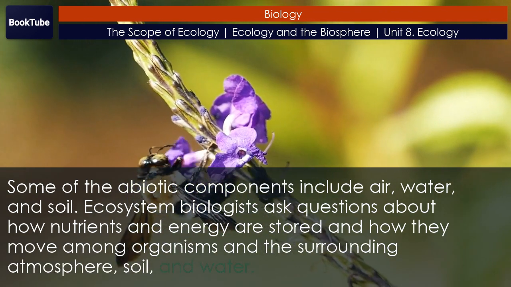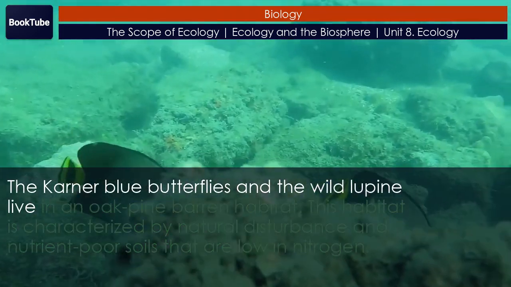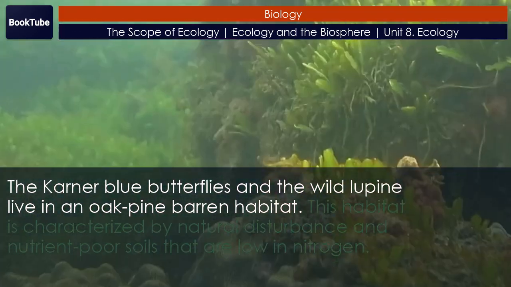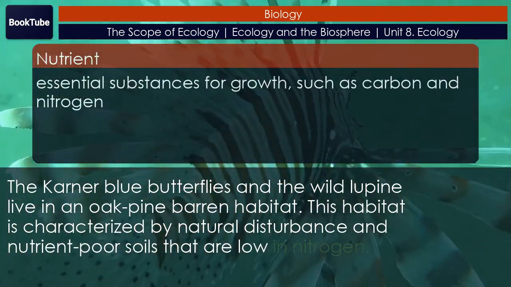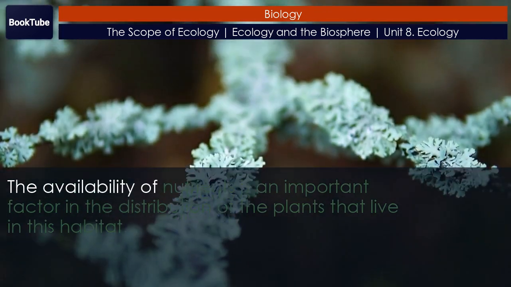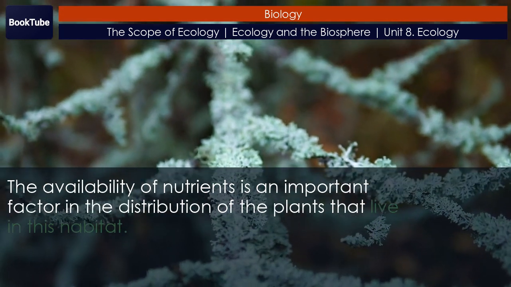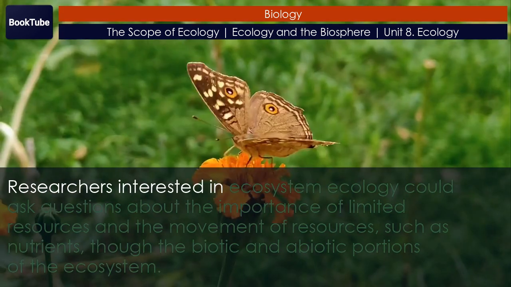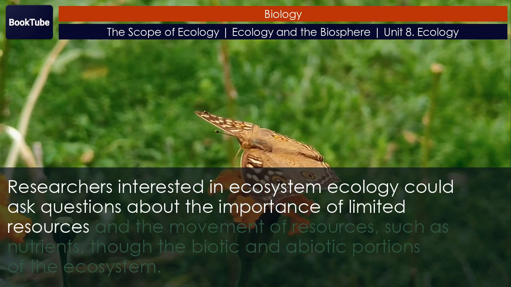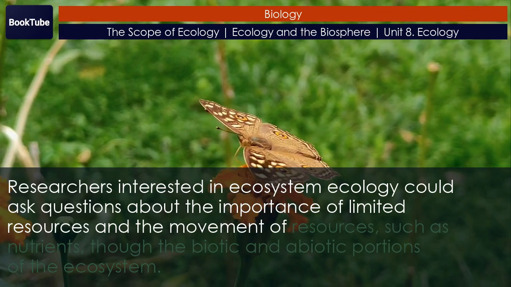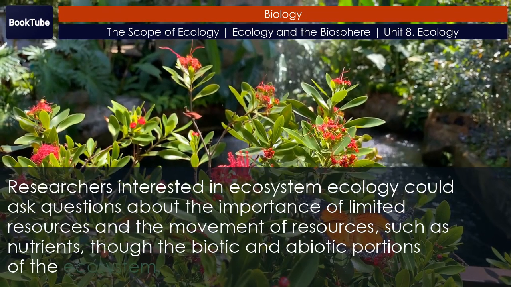Ecosystem biologists ask questions about how nutrients and energy are stored and how they move among organisms and the surrounding atmosphere, soil, and water. The Karner blue butterflies and the wild lupine live in an oak pine barren habitat. This habitat is characterized by natural disturbance and nutrient-poor soils that are low in nitrogen. The availability of nutrients is an important factor in the distribution of the plants that live in this habitat. Researchers interested in ecosystem ecology could ask questions about the importance of limited resources and the movement of resources, such as nutrients, through the biotic and abiotic portions of the ecosystem.